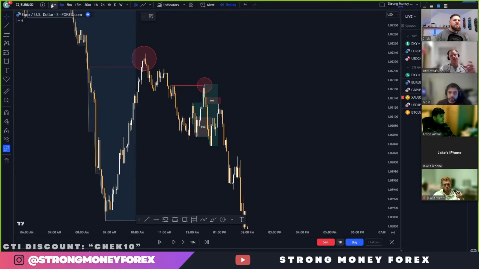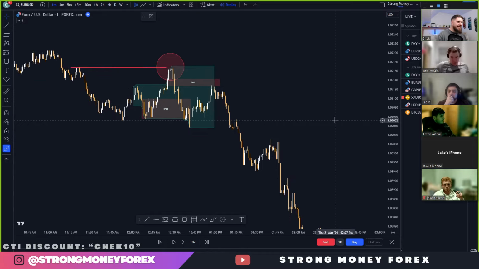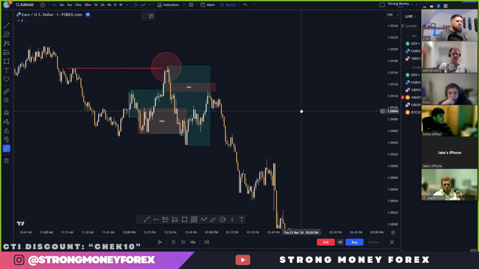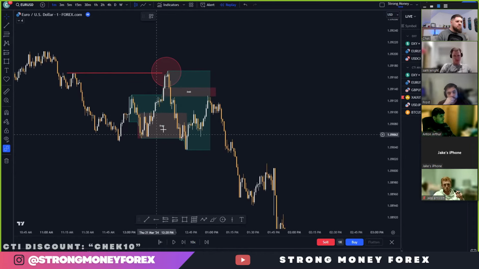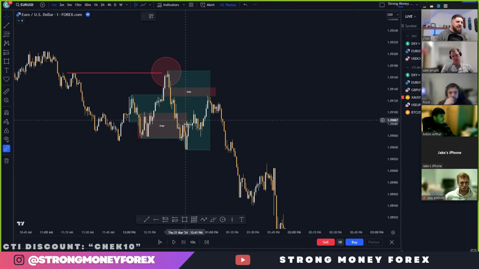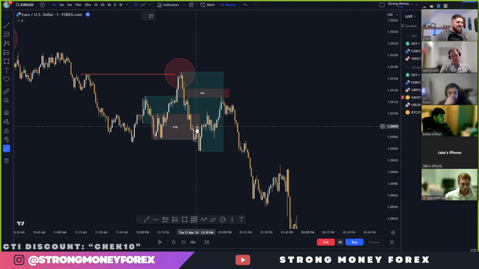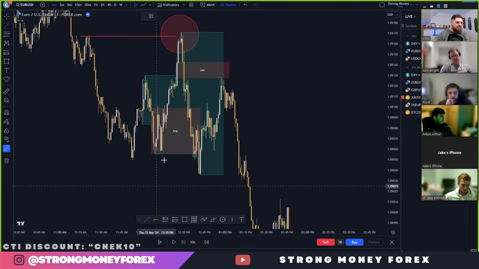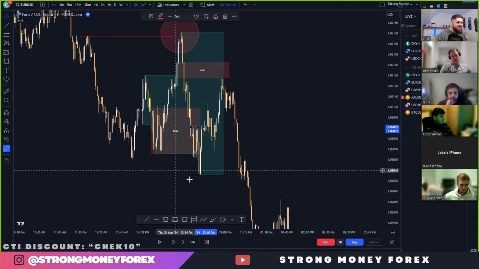Now, the MSU has its own rules on its own. All we need from the MSU is a push down, a pullback, another push down, and then we need a liquidity move and an engulfing. Okay, so technically the first MSU has been validated here. So that technically is the first MSU.